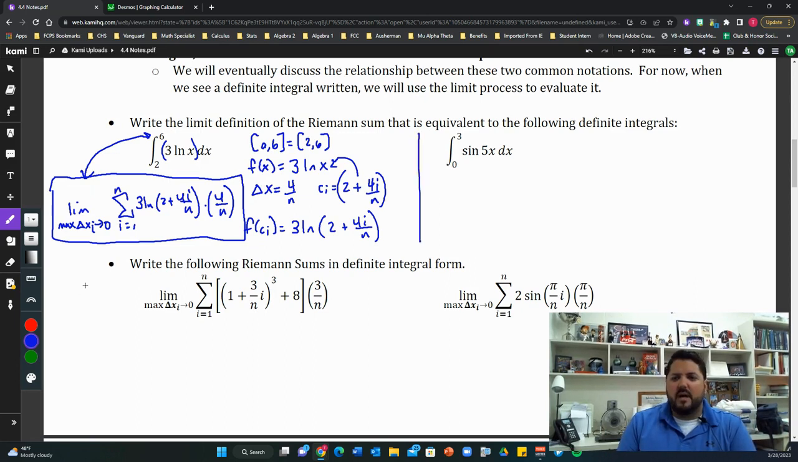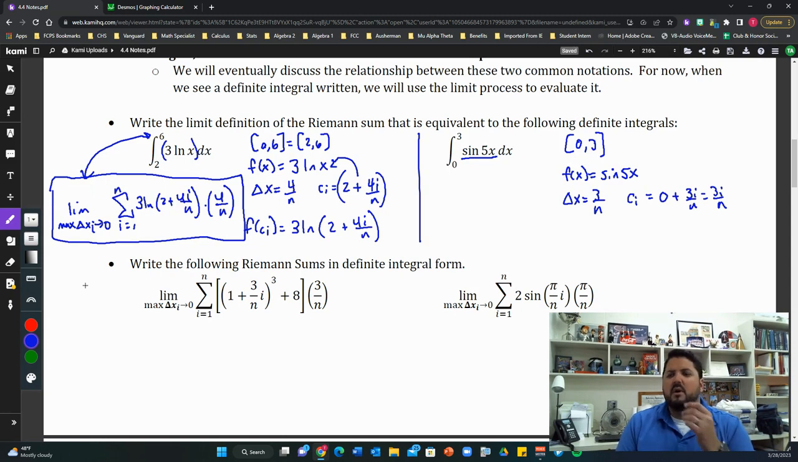Second one, same idea. I got to pick out my interval. So in this case, I'm going from 0 to 3. And I want the area on that interval of the function sine of 5x. So that's my function inside. Again, it's everything but dx. So then my delta x would be 3 over n. That's the width of the interval divided by n subintervals or rectangles. c sub i would be my a plus delta x times i. So in this case, it's actually a really easy one, just 3i over n. 0 we don't need anymore. And then delta x is 3 over n times i.